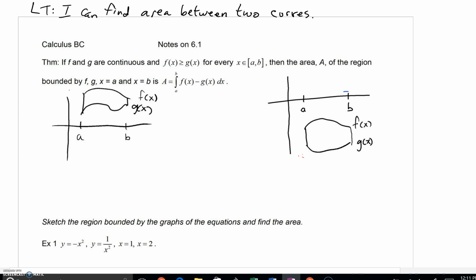Okay, Calculus BC, we're going into our second last chapter of the semester. Lesson 6.1, you can see our learning target. I can find the area between two curves. Let's read this little theorem here.